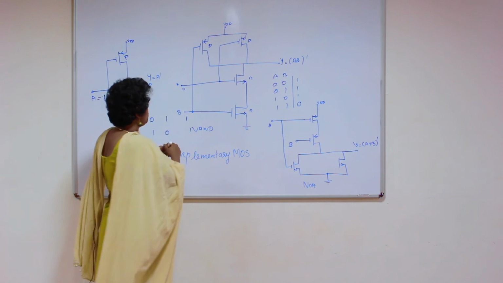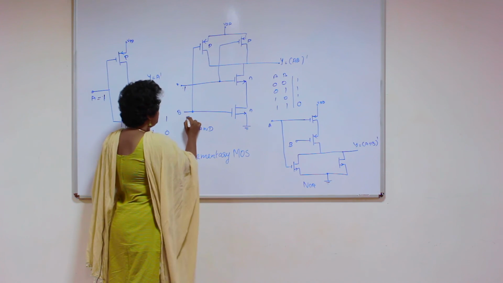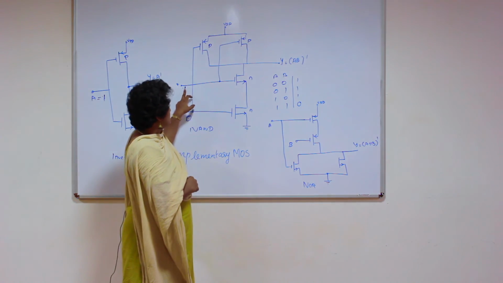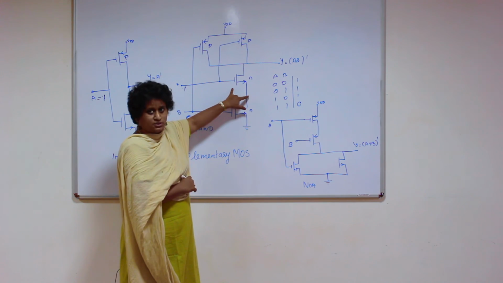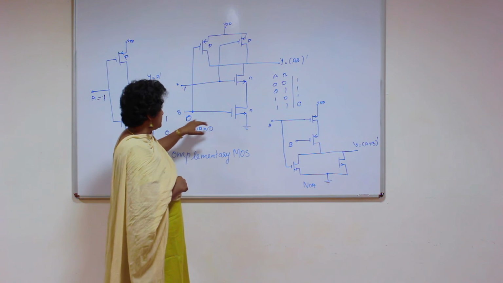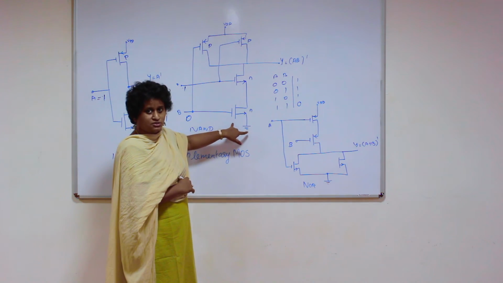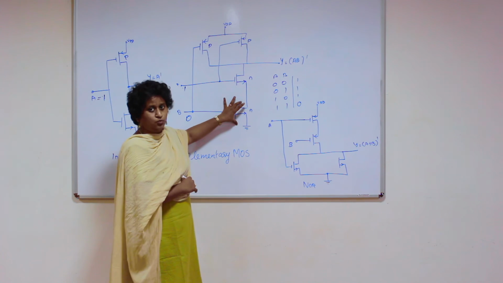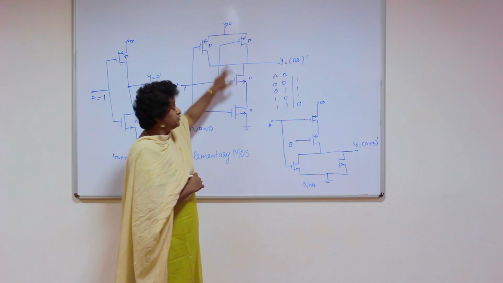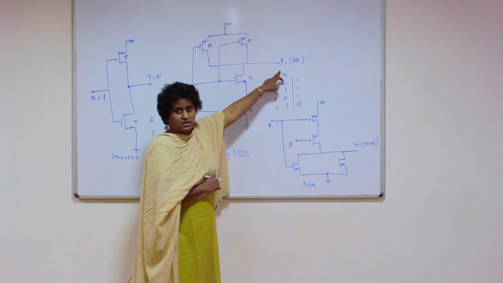Now what happens when A is 1 and B is 0? Over here the gate to source is positive, so this N channel conducts, but here the gate to source is 0, so the second N channel will not conduct. So there isn't any connection to the ground, so still you get the output as high.